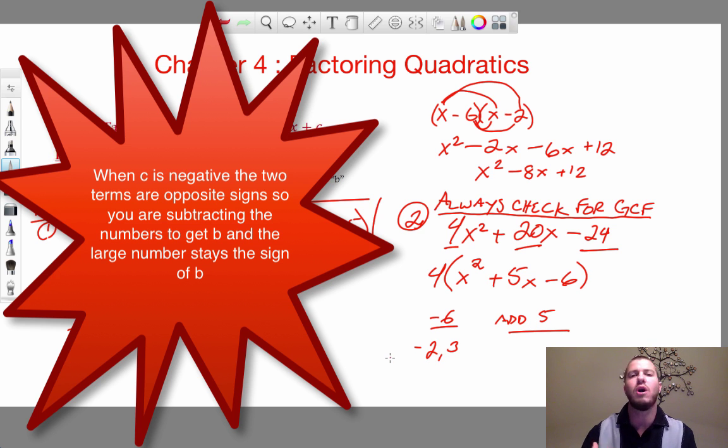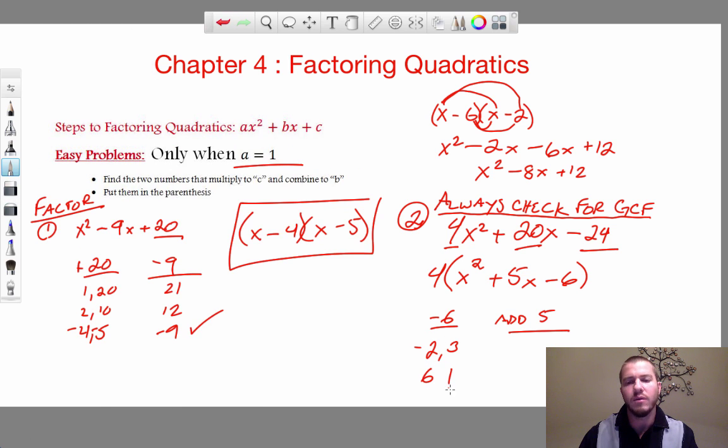And a lot of people will always forget about 1 and itself. You always think 2 and 3, that's the only thing that multiplies to be 6. But remember that 6 and 1 also multiply to be 6, and their difference is 5. So which one's going to be positive, which one's going to be negative? And that's your next step.